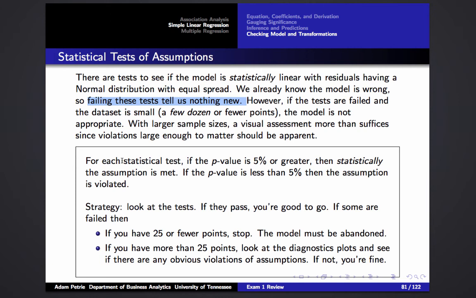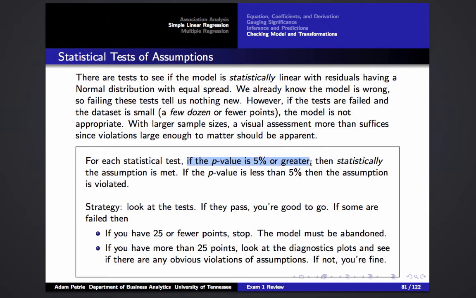Typically, we want to find a statistically significant association. That's an interesting result in business analytics, to find two variables that have a relationship. And so we like seeing p-values less than 5% because that indicates something interesting is going on. Now, for the tests of regression assumptions, we don't want to see the p-value being 5% or smaller. What we want to see are p-values 5% or bigger.